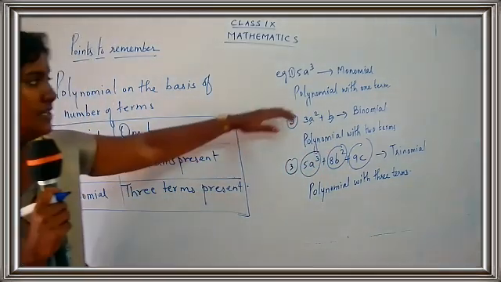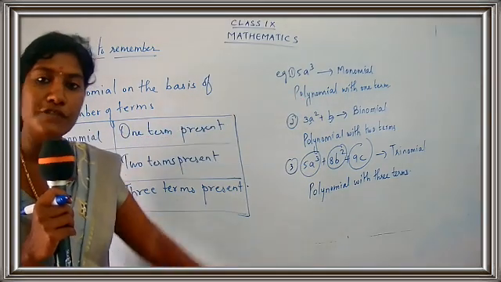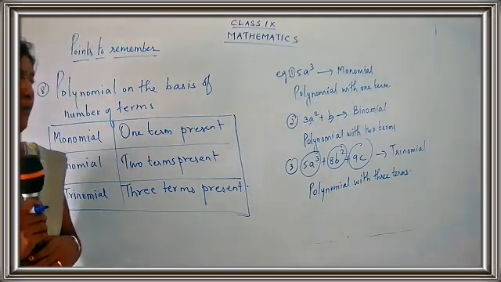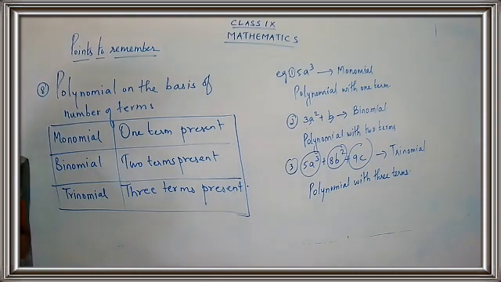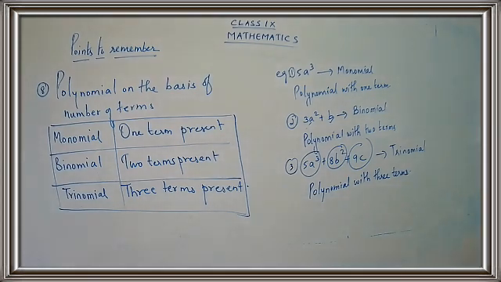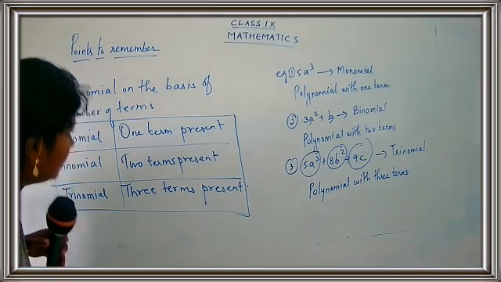You have to give this as a definition. What is the definition for monomial? A polynomial with one term is called a monomial. A polynomial with two terms is called a binomial. A polynomial with three terms is called a trinomial. Are you clear, children? This was one of the ways a polynomial is classified. Now let's see the next one. Have you taken down this table, children? Let's do one more table.